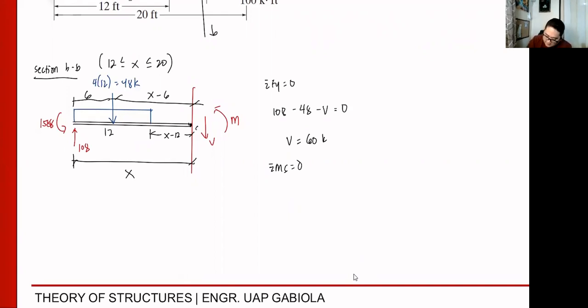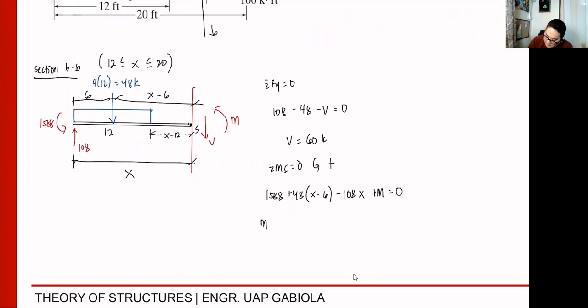Summation of moment at S equals 0. This is our S. Taking moments to the right, counterclockwise as positive. So we have our 1588. And then our 48 times x minus 6. Minus our 108 times x. Then plus our moment equals 0.